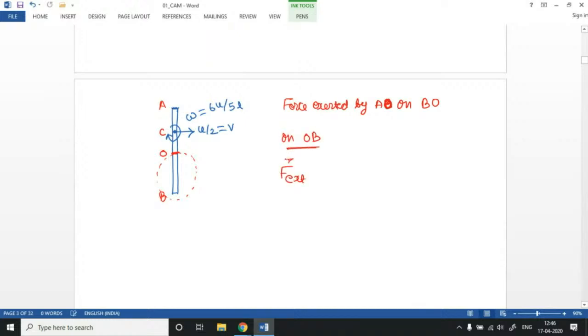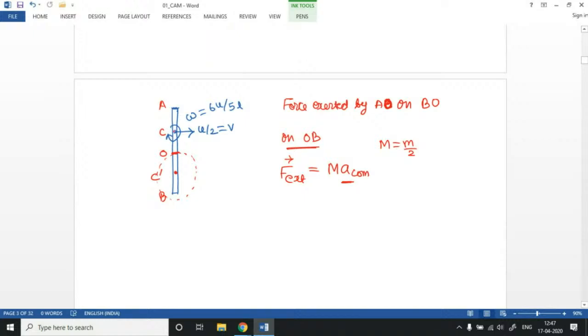On OB, we need to apply this relationship: F external is equal to mass times acceleration of center of mass. The mass of this system OB is m by 2, and in order to proceed further we need to find the acceleration of the center of mass of the section OB. Let's say C dash would be the center of mass of the lower half. So we need to find the acceleration of this point C dash. How can we do that?